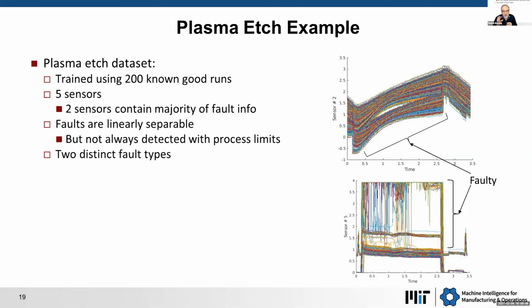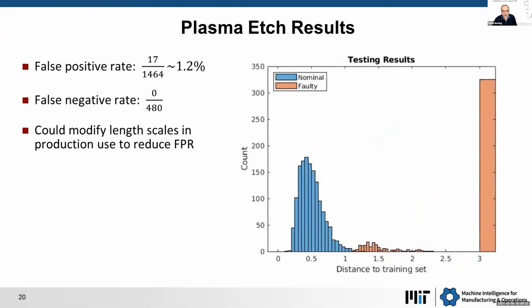So there's normal operation and there's faulty operation. And what we're trying to look at is applying this Parzen window classifier to see if we could detect these problems with just the known good data. So it turns out for this, it worked fairly well.